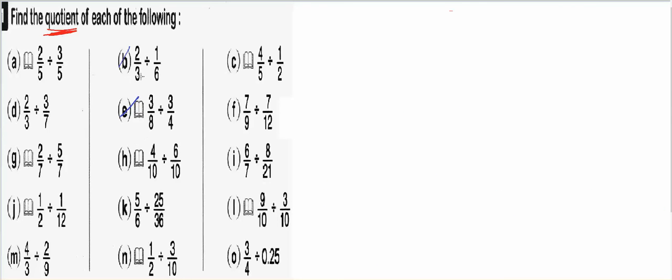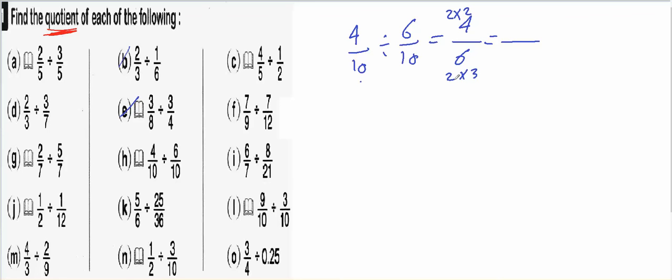Letter H. Letter H says 4 over 10 divided by 6 over 10. We said before, if the dividend and divisor have the same denominator, we can divide the numerators. 4 divided by 6. But we must put the answer in the simplest form. 4 is 2 times 2 and 6 is 2 times 3. That means there is a common factor between 6 and 4. The number is 2. We can divide by 2 up and down. 4 divided by 2 equals 2. 6 divided by 2 equals 3.